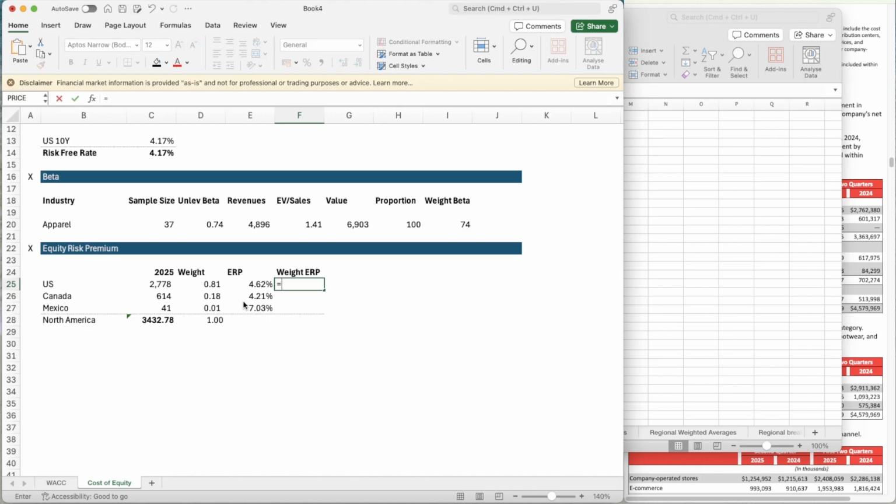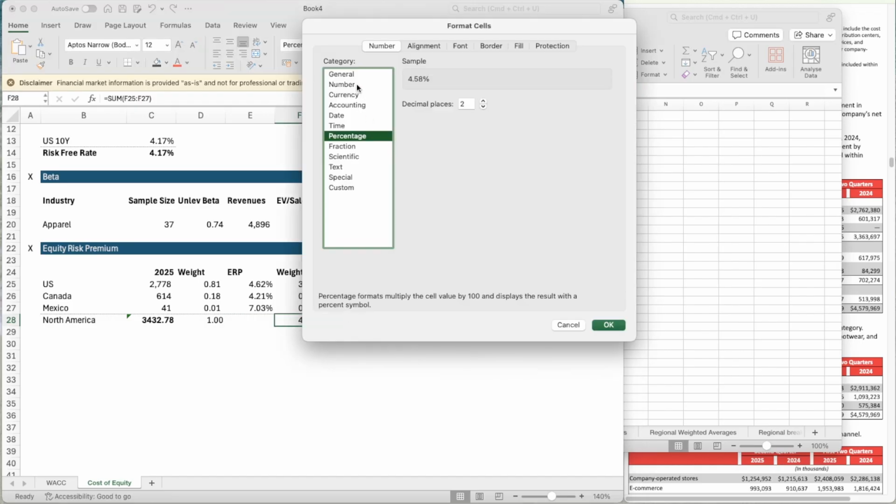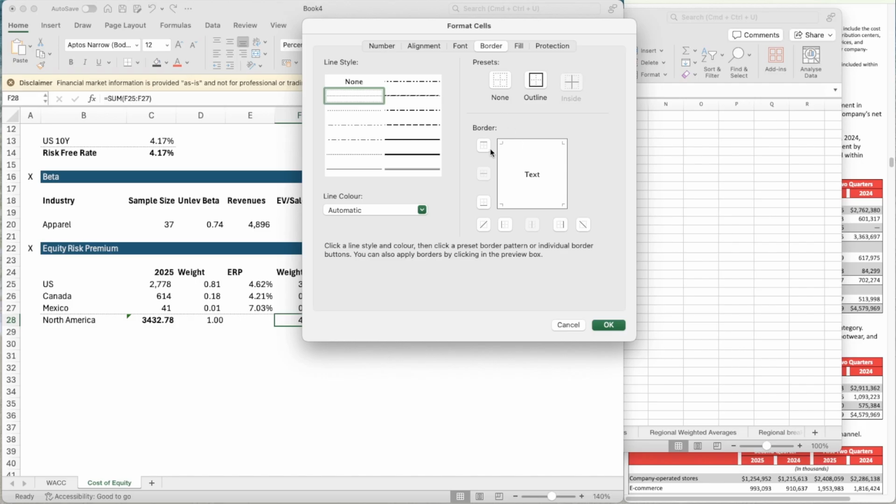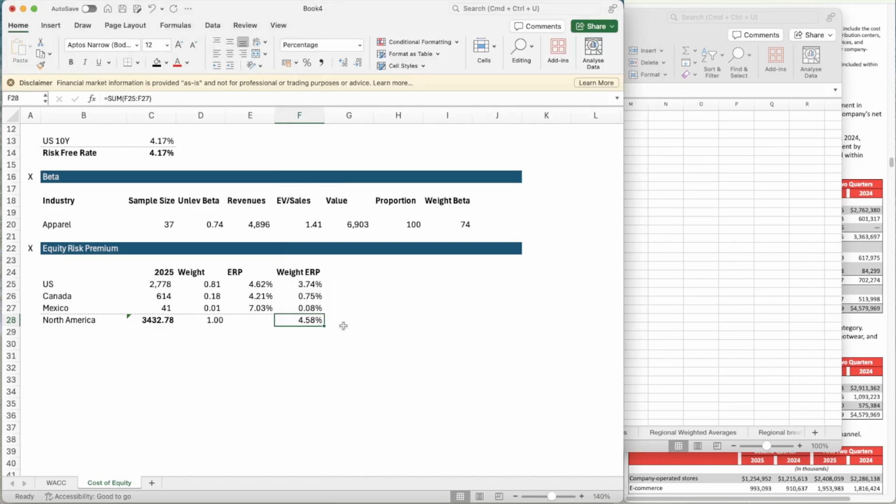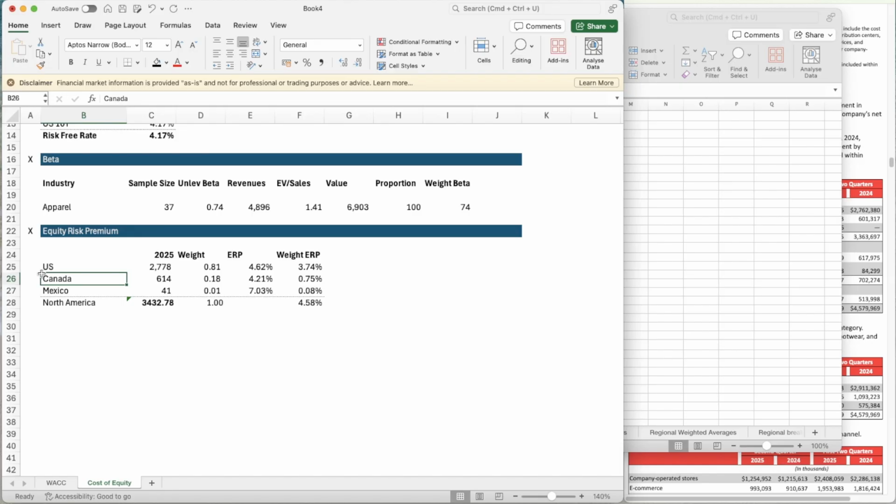Now we take the weight multiplied by the ERP, and that's, ooh, is this right? That's what we need. Then the equity risk premium for the North America segment is, one second, let me just get back to it, is 4.58%.